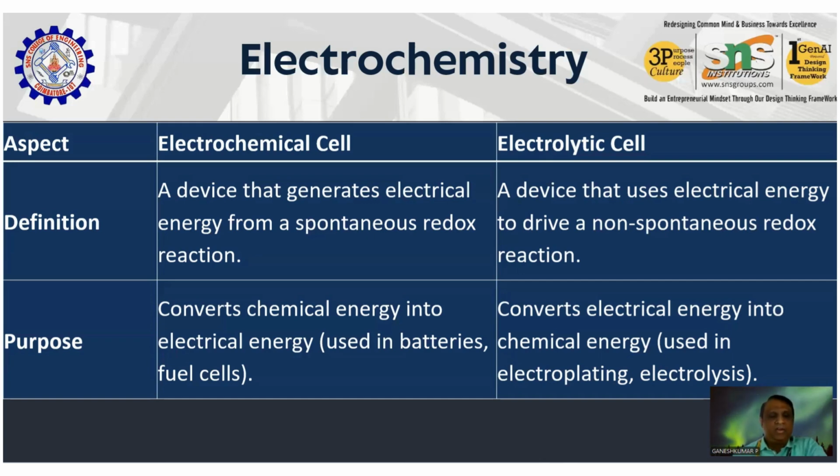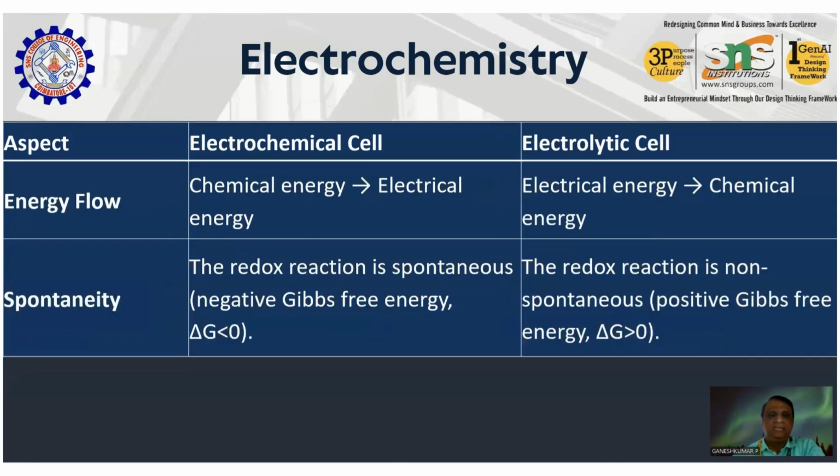The purpose of electrochemical cell is that it converts chemical energy into electrical energy. It is used in batteries, fuel cells, etc. But electrolytic cell converts electrical energy into chemical energy, used in electroplating, electrolysis, etc.